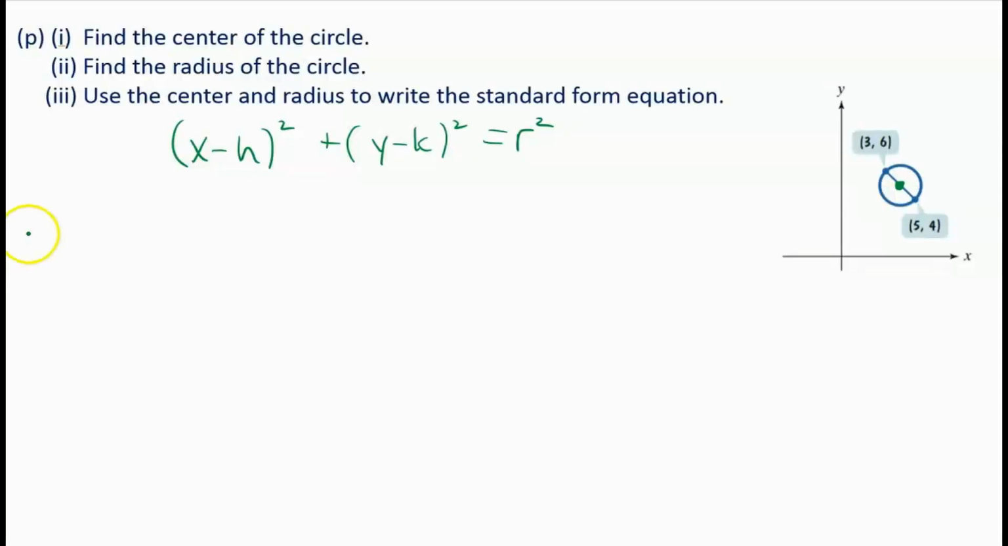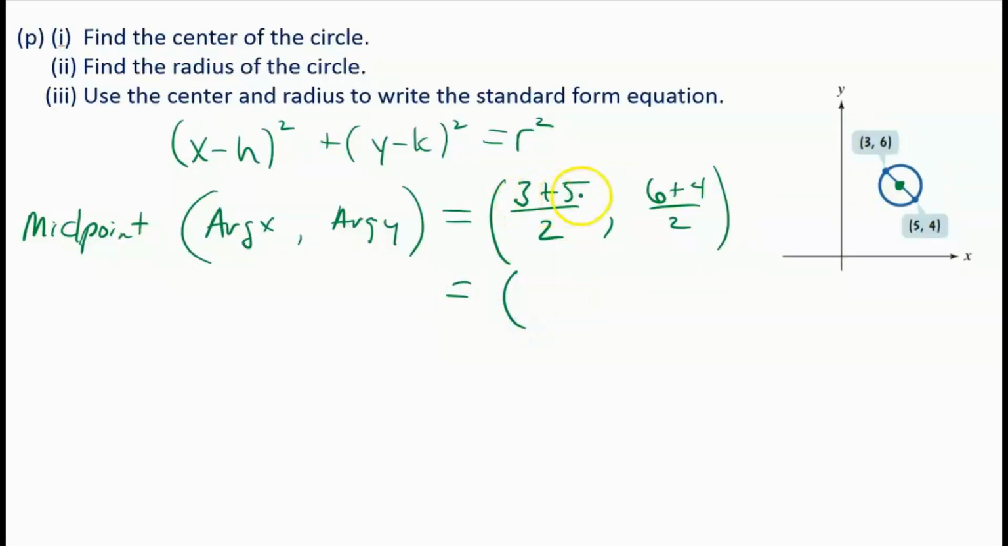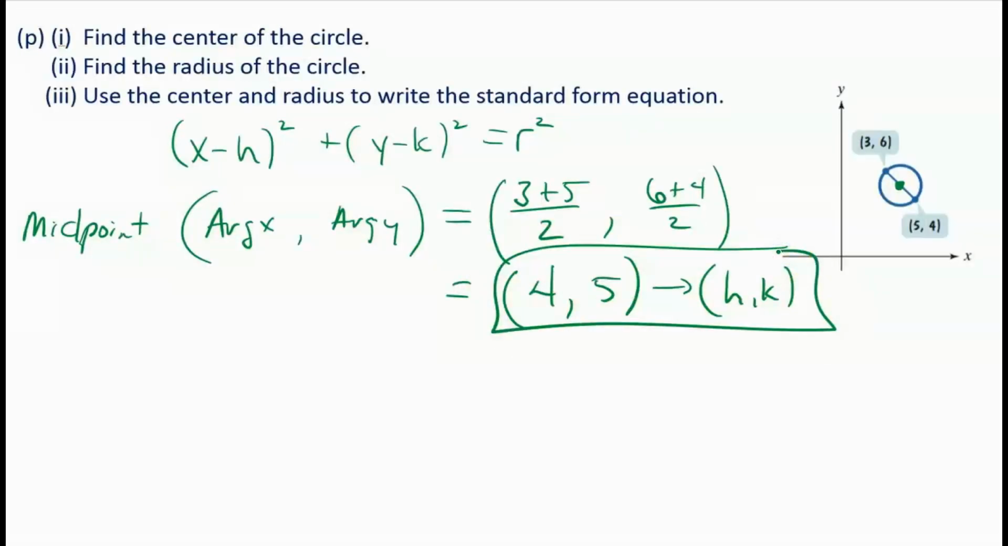So remember the midpoint formula? To find the midpoint, you average the x's and the average of the y's. This is from the first video. Let's average the x's. You add 3 plus 5 and divide by 2. Remember, for an average, you just add them together and divide by how many you have. The average of the y's, you do 6 plus 4 and divide by 2. Simplify that: 3 plus 5 is 8, 8 divided by 2 is 4; 6 plus 4 is 10, divided by 2 is 5, right? That is my h, k value. That is the center of the circle.